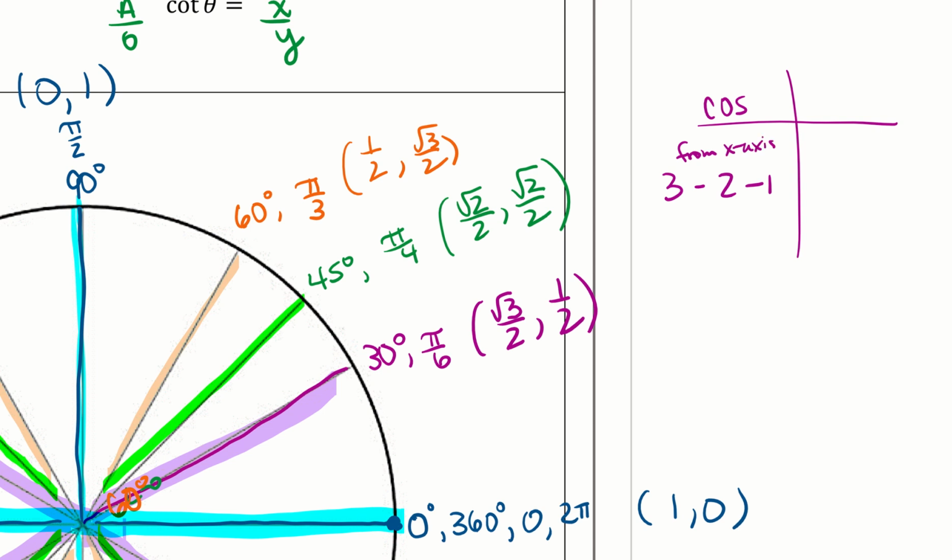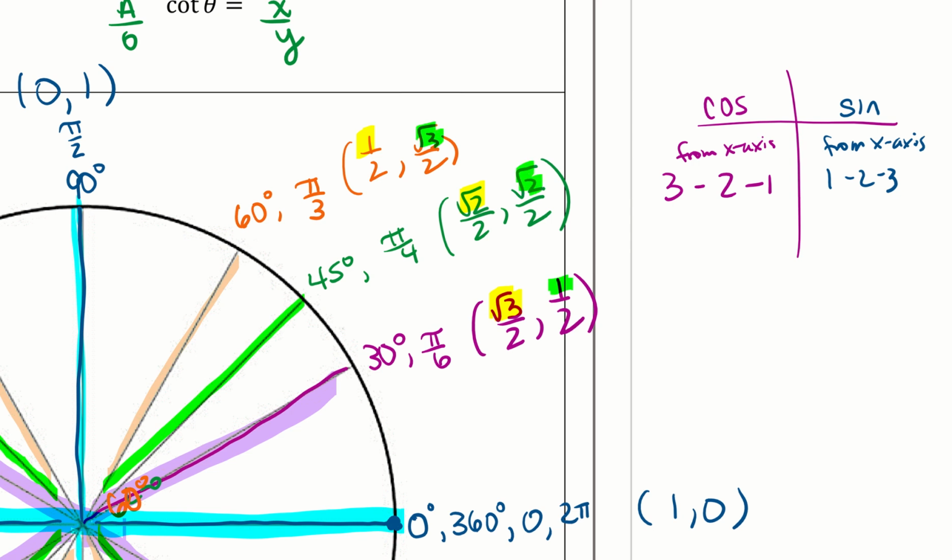What is this 3, 2, 1? This is the numerator. 3, 2, and 1. From the x-axis, it's always that order: 3, 2, and 1. They're all square roots. The square root of 1 just simplifies. And then they're all over 2, every single one of them. Sine, which is our y-coordinate, from the x-axis, goes 1, 2, 3 on the numerator.